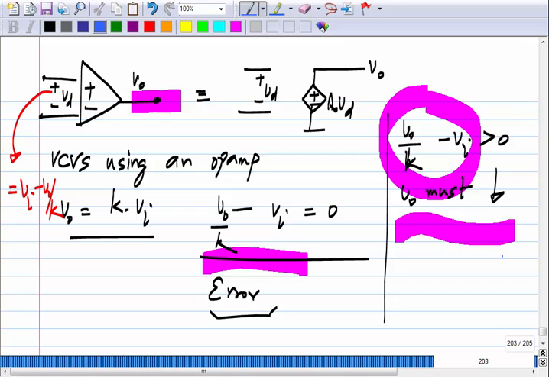And nothing will be unconditionally stable. You can take an op amp that is unity gain stable, and in feedback you can also put frequency dependent components and make it unstable. That is possible.